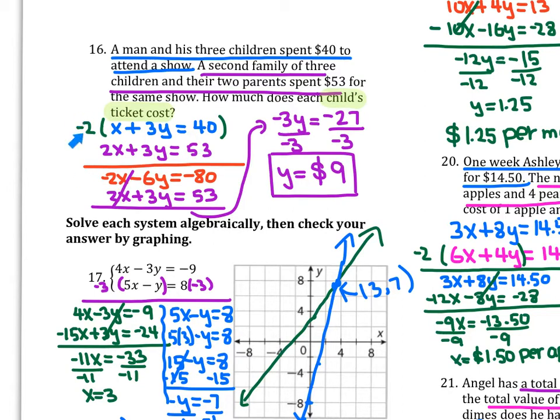So if I multiply this by a negative 2 on all of them, I'll be able to cancel my x's. When I finish adding them together, I end up with this equation here. And if I solve it, I find out that for children, we're paying $9 each.